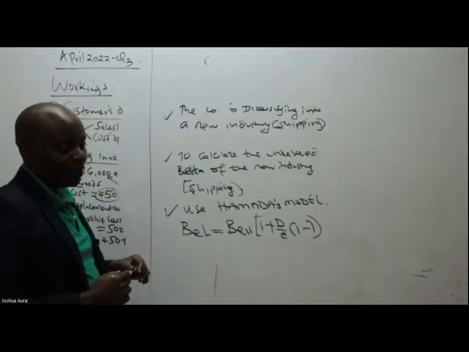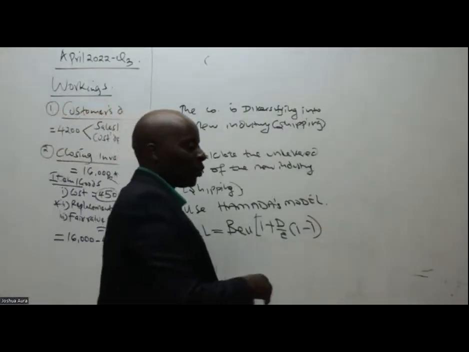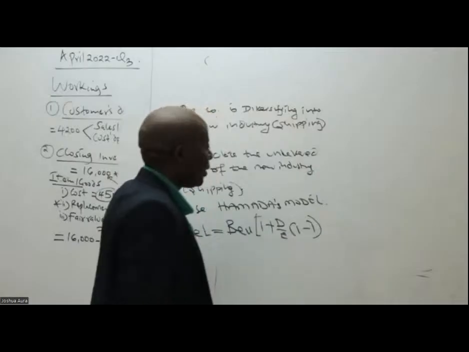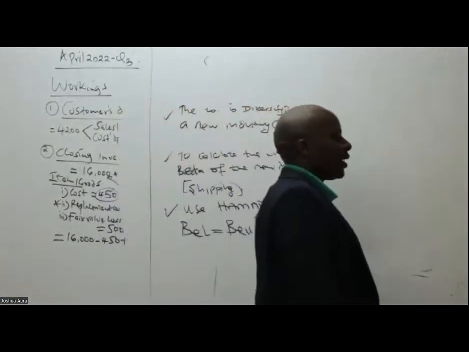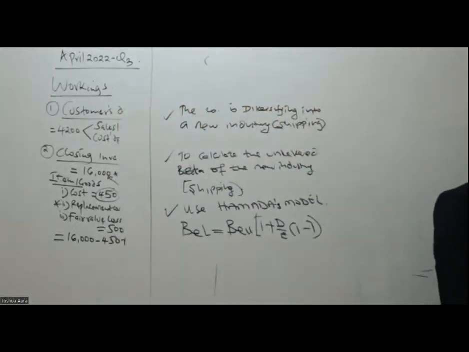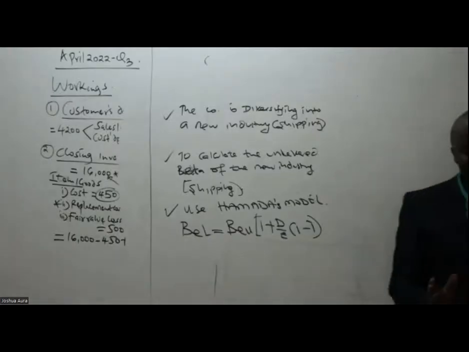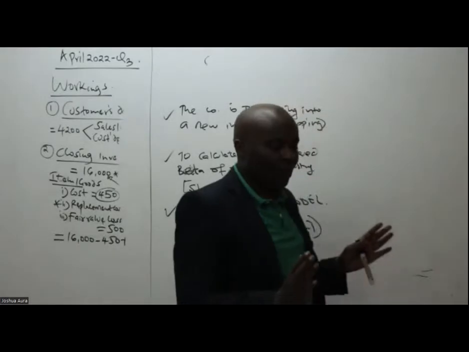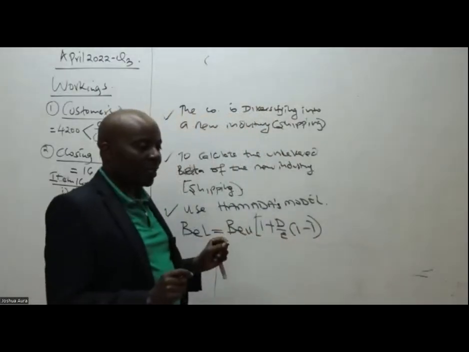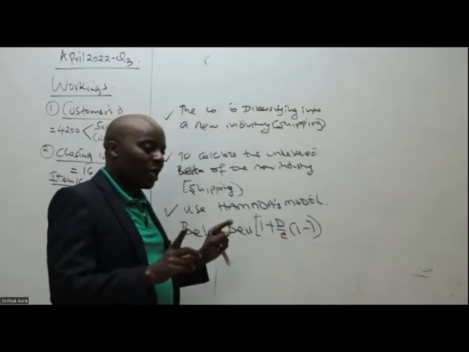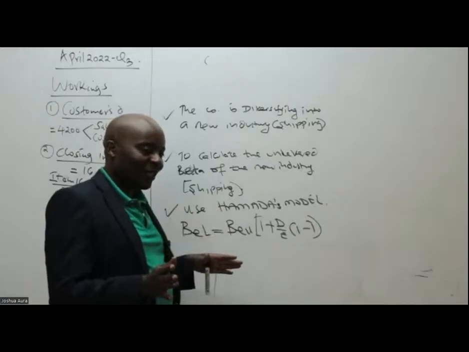1 minus tax. So first of all, I would want your confirmation that up to here, we are together. That when you are diversifying into a new industry, that should be the first thing you need to do. You have to come and give us the beta equity of the unlevered firm of the new industry.